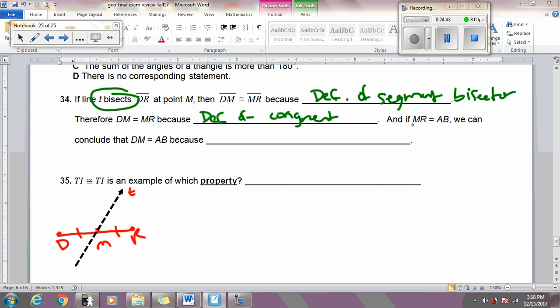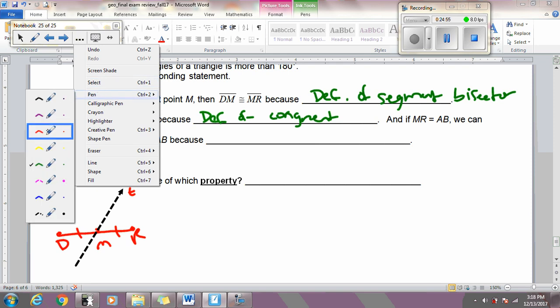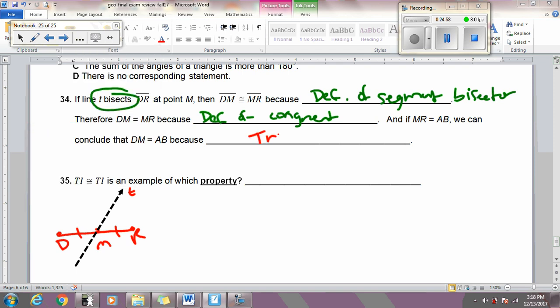Next, it reads, and if MR is equal to AB, we can conclude that DM is also equal to AB because of, the answer being, the transitive property of equality. So we had DM equals MR, so notice there's MR. Then we stated MR equals AB. So MR repeats. Whenever you have that repeat in the middle, you take the two ends and put them together. That's the transitive property. I like to refer to it as delete the repeat.